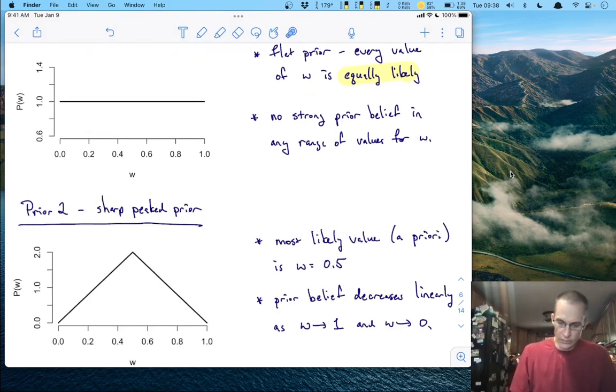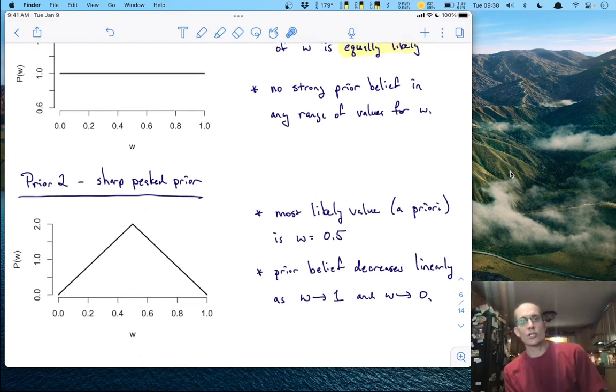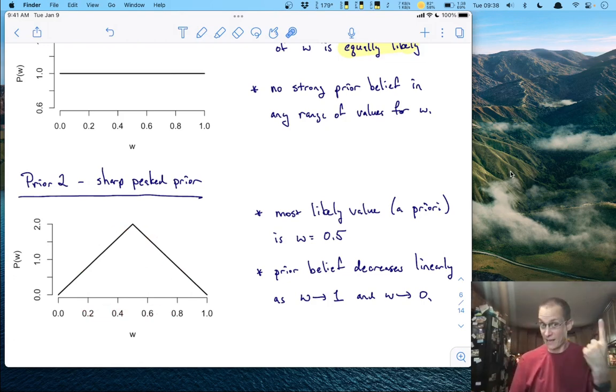Here's another prior that we could use. Okay. I'm going to call this one a sharp peaked prior. This is not the name. I mean, this is just one that I came up with for this lecture, but I think it reasonably represents the geometry of this prior. Again, we have a probability distribution. If you calculated this, the area under that curve, that straight lined curve, is exactly 1. What this prior says, if you look at it, is that the most likely value a priori, again, before seeing data, is W equals 0.5, right? And you'll notice here at 0.5, the peak is right there.